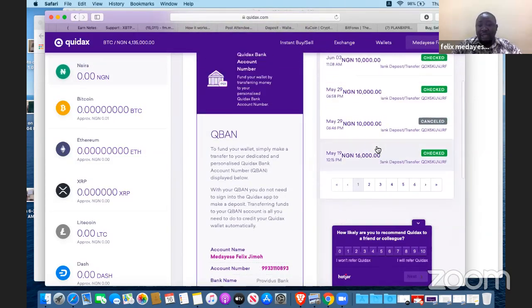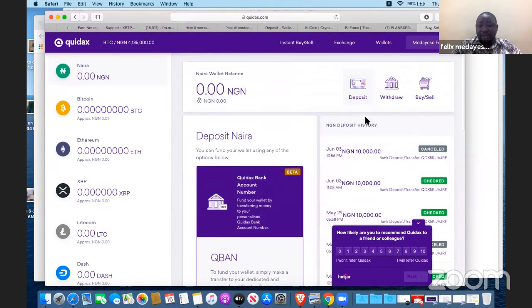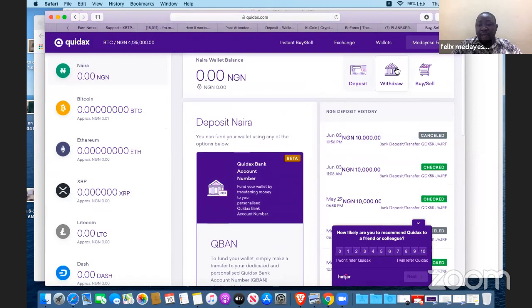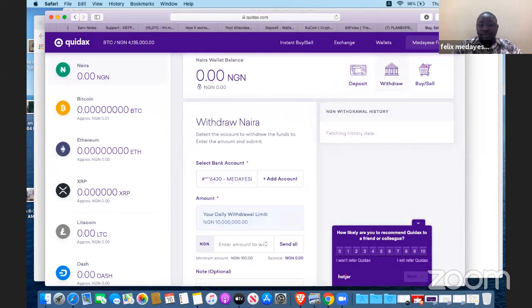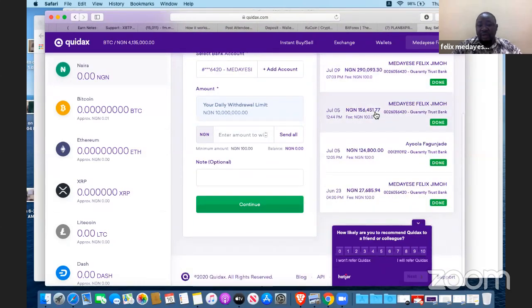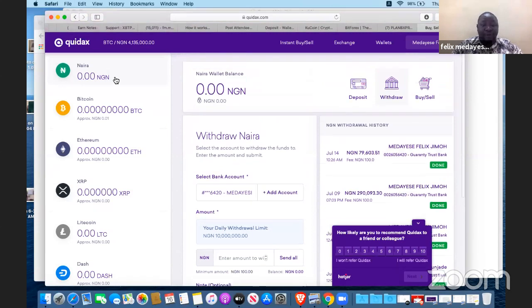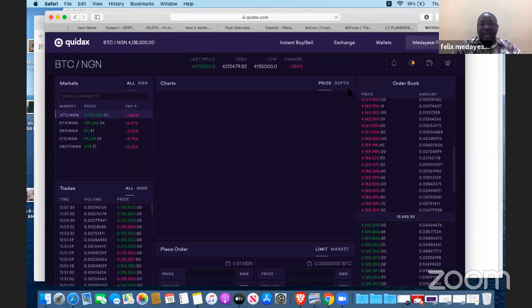Look at this on Quidax, some transactions I've done: 10,000, these, that, deposits, and then if you see withdrawal, okay, some transactions I've completed: 79,000, 290,000, 154,000, 124,000. So if you do your verification, you can withdraw more. Like my account, I can do transactions of 5 million Naira in a day, okay? So that's Quidax for you. And so you have the wallet, but if you're using the app, you may not see the exchange, okay?